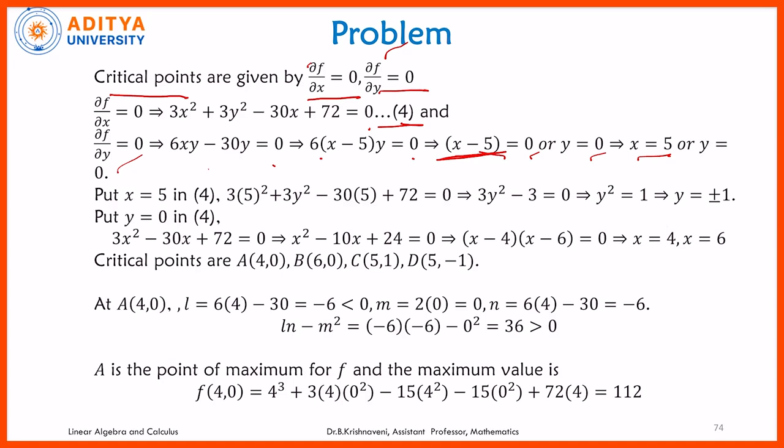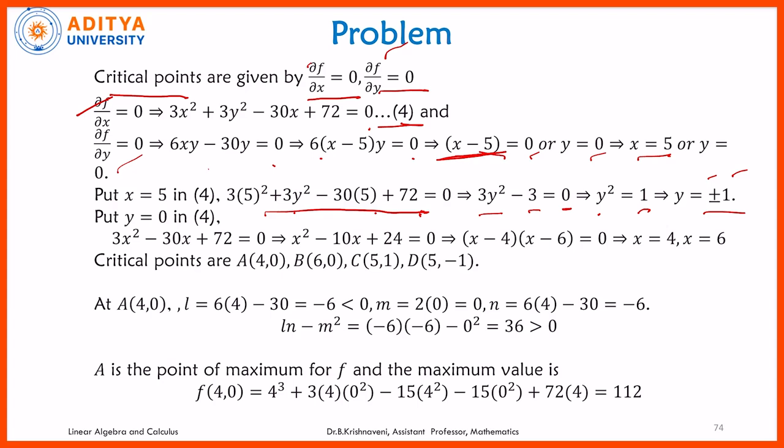Now, substitute x is equal to 5 in equation number 4. If we substitute x equal to 5 in equation number 4, 3 into 5 square plus 3 into y square minus 30 into 5 plus 72. Simplification, 3y square minus 3 is equal to 0. Further simplification, we get y square is equal to 1. Therefore, what is y equal to? Plus or minus 1. So, hence at x equal to 5, we got y is equal to minus 1 and plus 1.